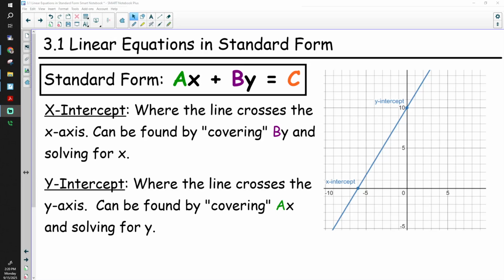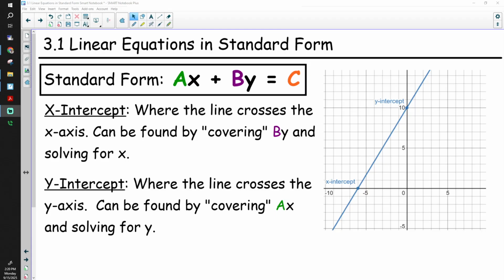All right, 3.1. This entire unit is about the word linear. Just look at the first 4 letters of the word. What does it spell? Line. L-I-N-E. Everything we are doing has to do with lines. Straight lines. There are 3 ways to write the equations of the line.